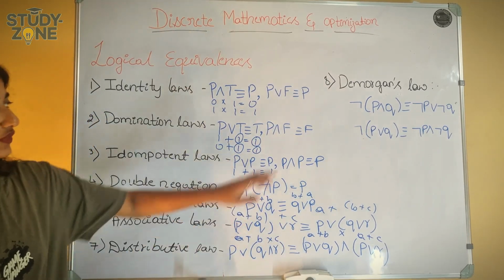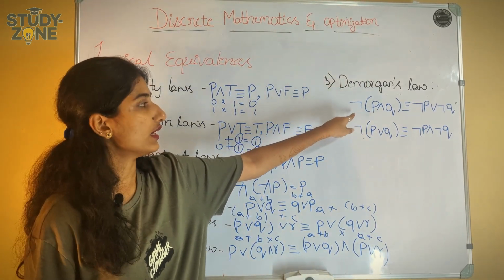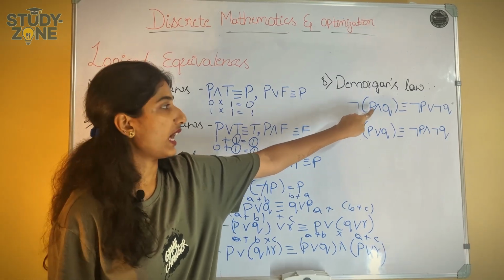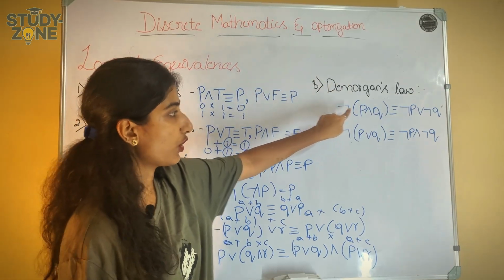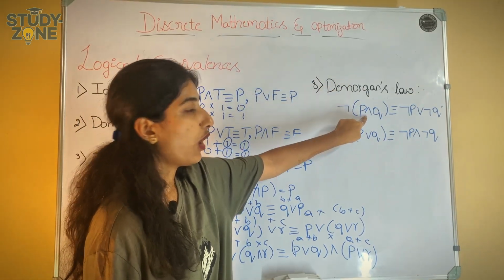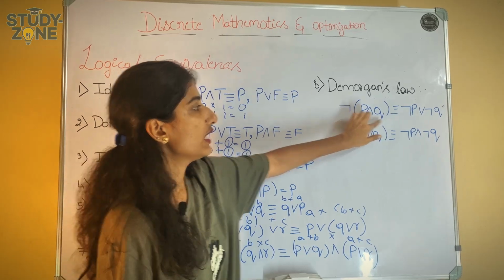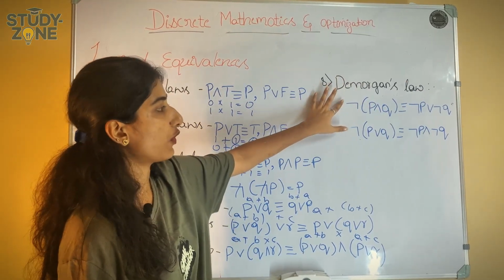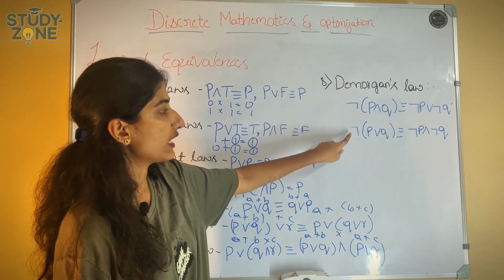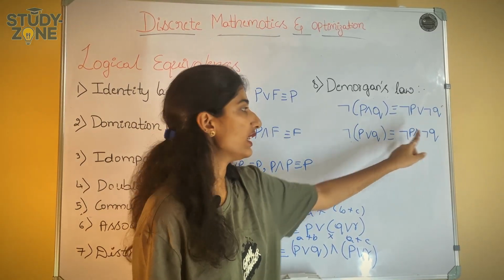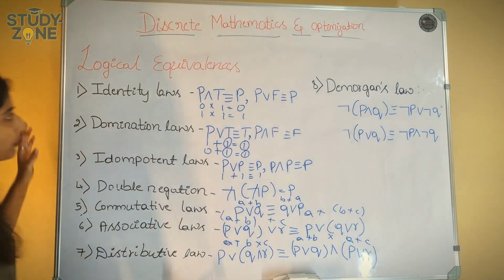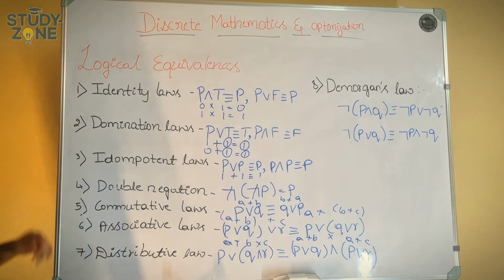And the most important one is De Morgan's law. Here negation of P and Q, when you try to expand it, will become negation of P or negation of Q. Here the symbol changes. In De Morgan's law, if you want to expand, the symbol changes. And negation of P or Q will become negation of P and negation of Q. So these are the basic laws that are useful in logical equivalence.